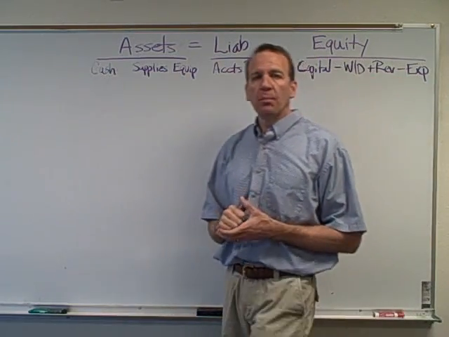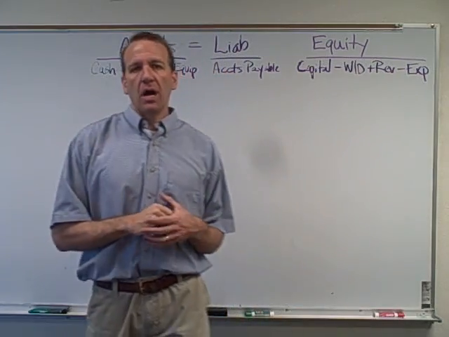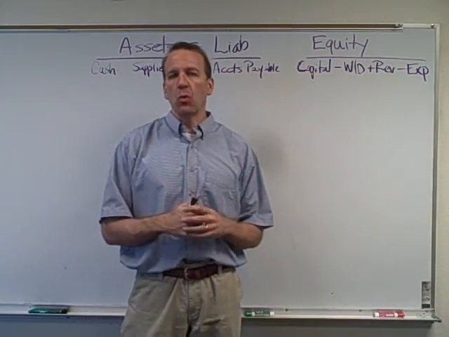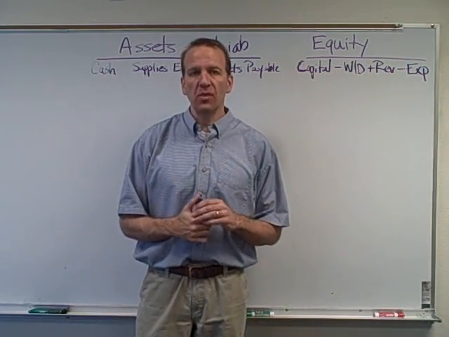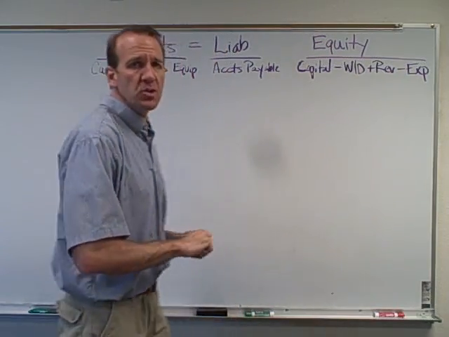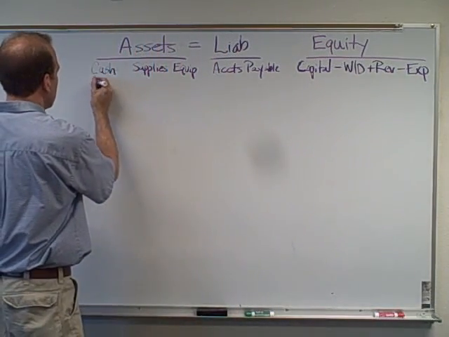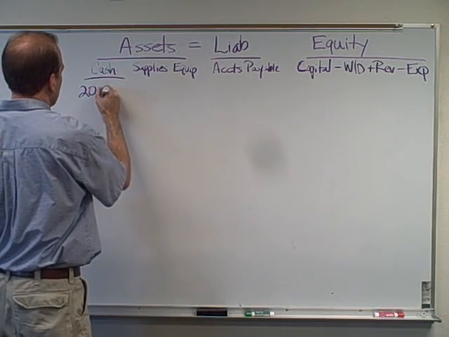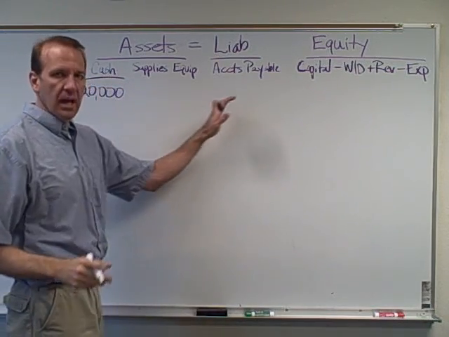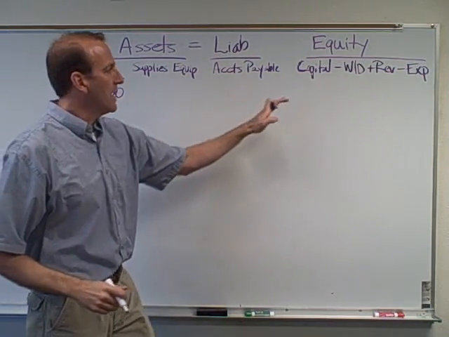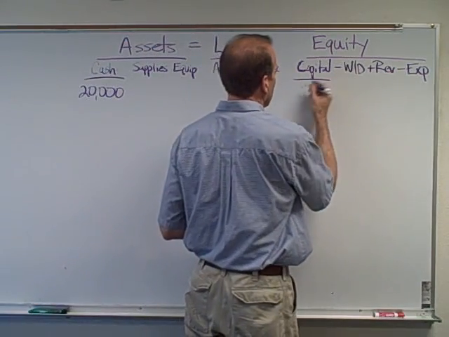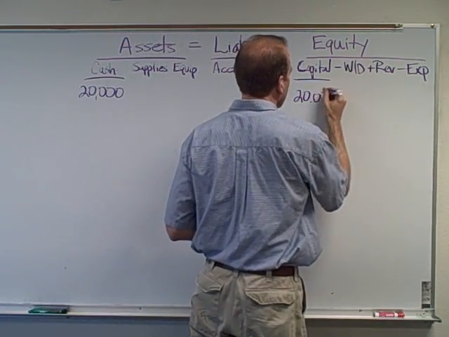So let's say we're starting our brand new pizza business, and to start it off, let's say that we as the owners have $20,000 we want to contribute to the business to get it started. So we put $20,000 in the checking account, so there's $20,000. Now, how did we get that? Is that a liability? Hopefully you recognize that. That's actually part of the capital. That's part of our capital account.